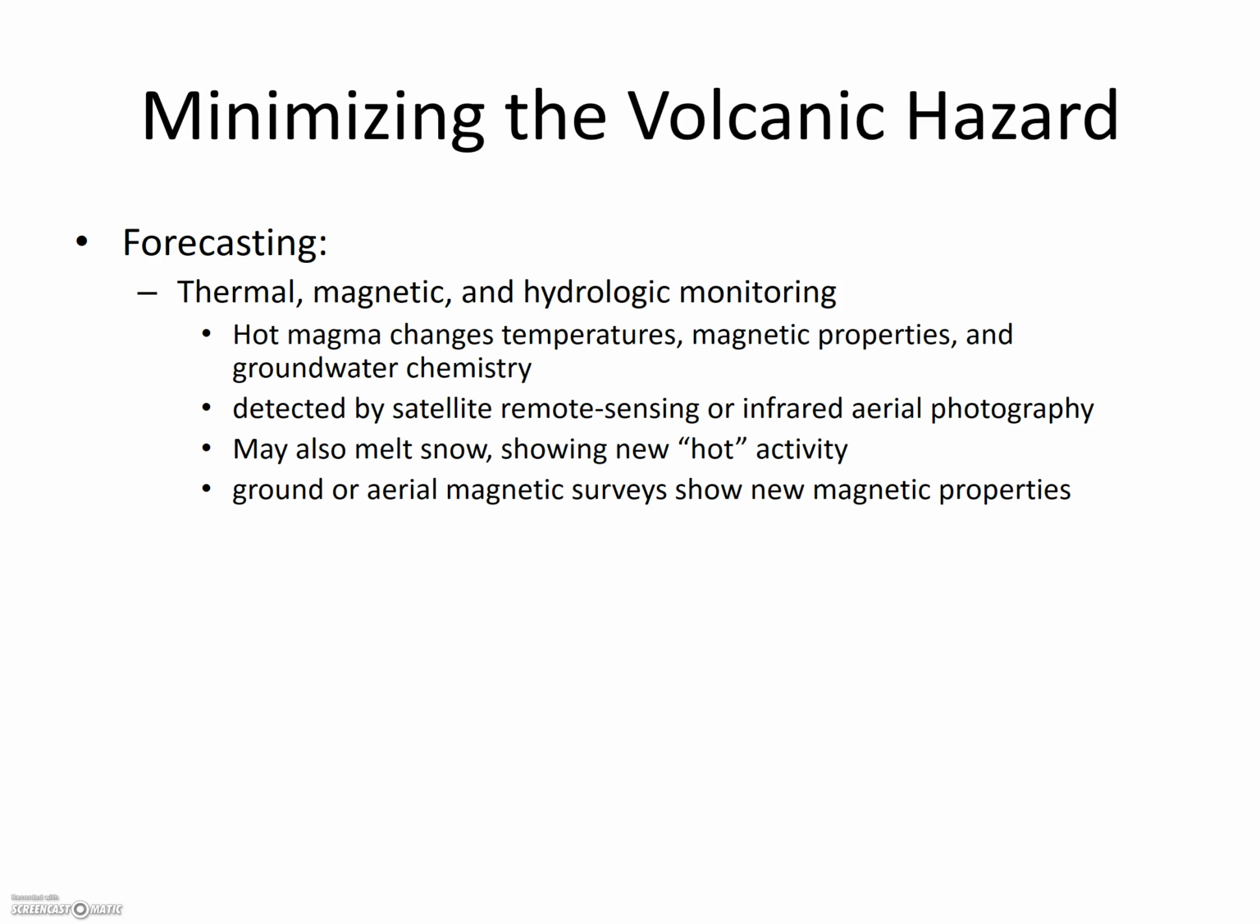The magma also melts surrounding rocks and allows iron to be influenced by current magnetic properties of the area, which may have changed since the time when the rocks originally formed. This is usually detected with ground or aerial magnetic surveys showing new magnetic properties. The magma will also heat water and change groundwater chemistry, perhaps with the addition of volatiles or increased dissolution of minerals in hotter water, which is usually detected with groundwater sampling and analysis.